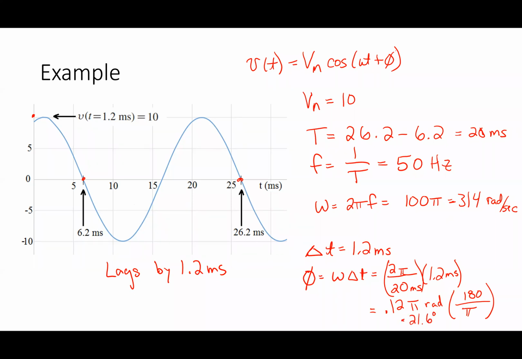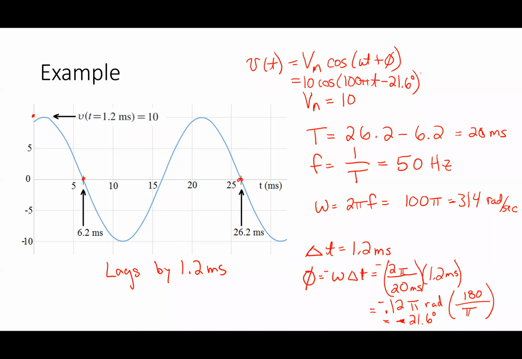21.6 degrees, okay? Now, one thing that's really important here, since it lags, what do I put in for phi? Do I say that phi is equal to 21.6 degrees? Negative 21.6 degrees. Negative, yeah. So I'm going to put a negative sign here throughout now. So phi is equal to negative 21.6 degrees, okay? So that means this waveform here is 10 cosine 100 pi t minus 21.6 degrees, like that.